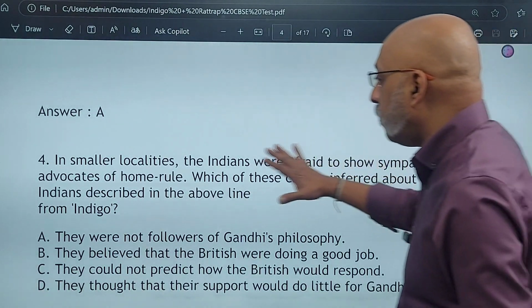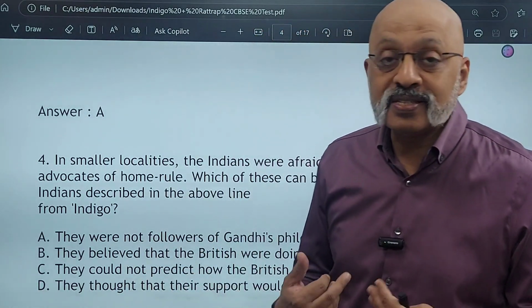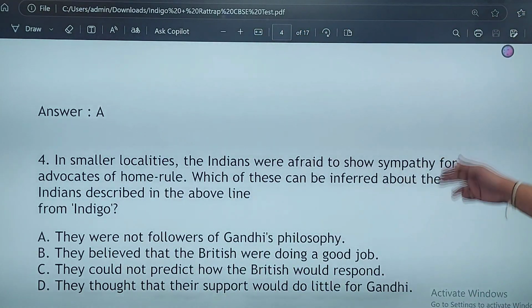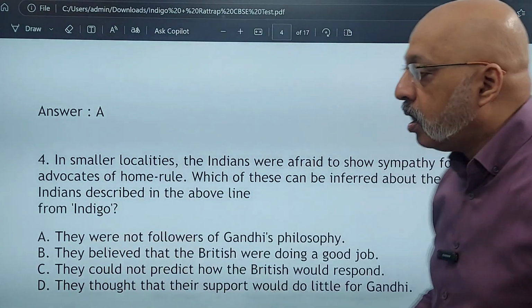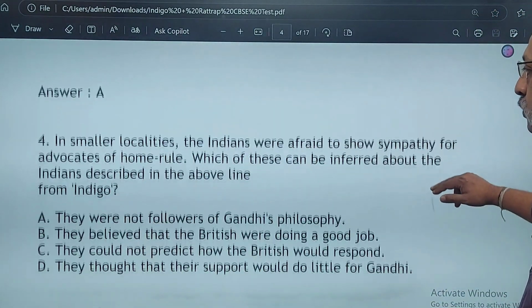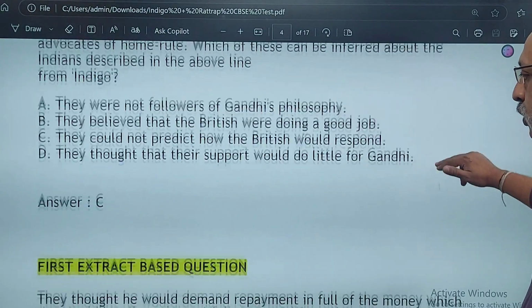So when you're talking about that, in smaller localities people were scared. There was a sense of apprehension whether they should show sympathy and in some way tacit support for those people who were advocates of home rule. So the answer is that they were scared about how the British would respond.